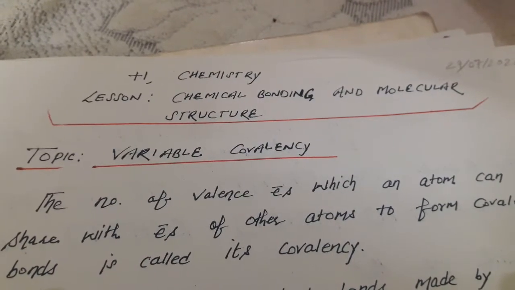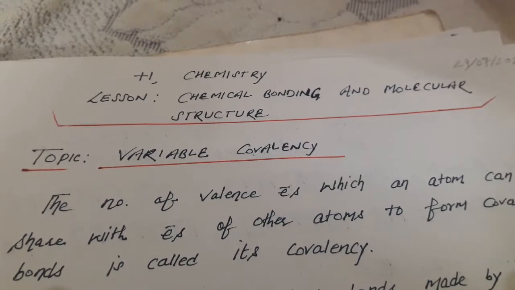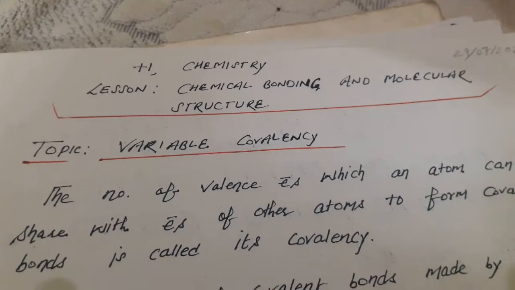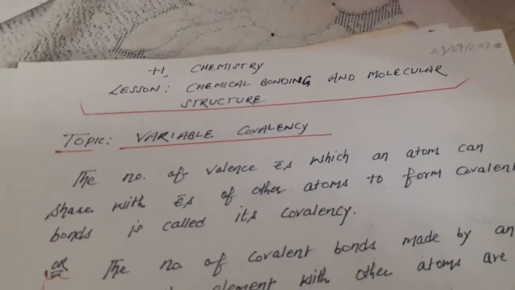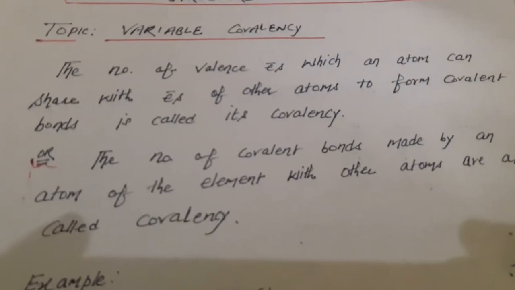Hello, good morning, students. Today we are taking up the topic of variable covalency. Why do some elements show more than two kinds of valencies? First is the definition.